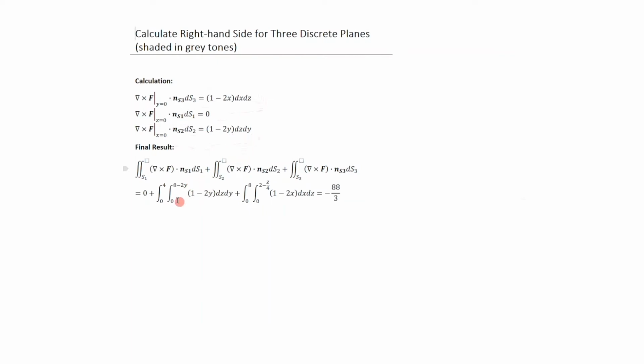And so we now basically substitute that into the three separate integrals, one here, and one here. The first one, which is the one involving s1, is 0. The one involving s2 is 1 minus 2y dz dy, and the one involving s3 is 1 minus 2x dx dz. So these are the two last expressions that you see here. If you do these integrations, again, you'll end up with the answer of minus 88 over 3. So it really didn't matter what surface area we used. We end up with the same result.